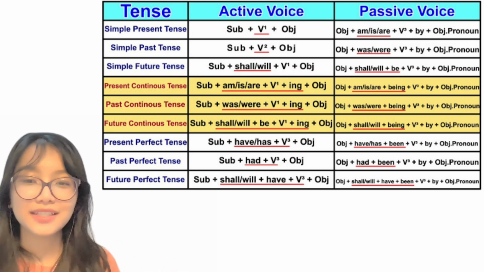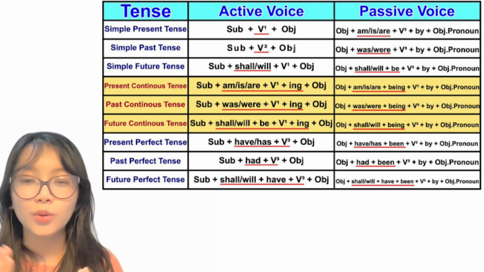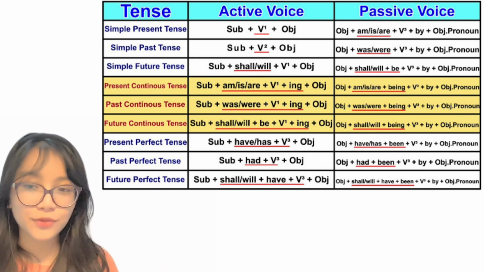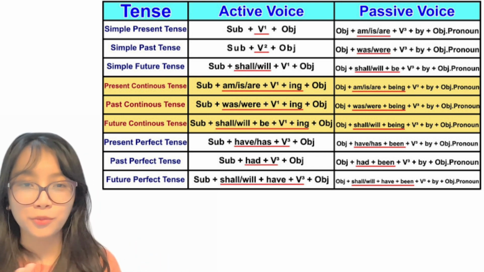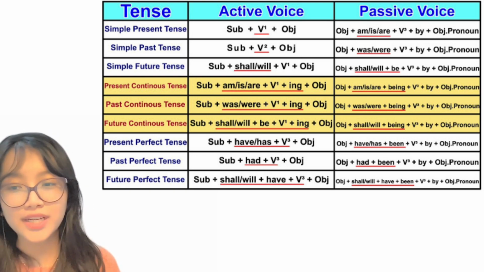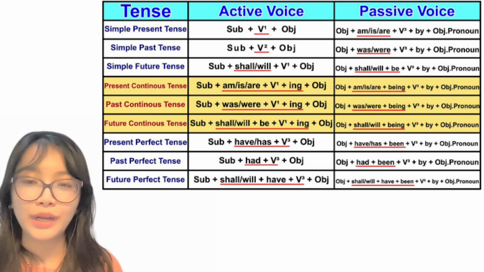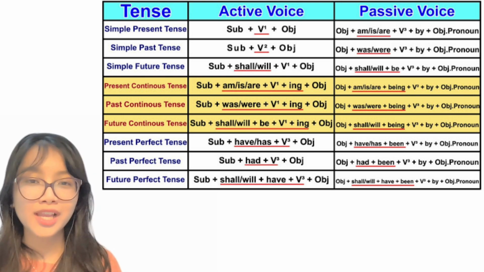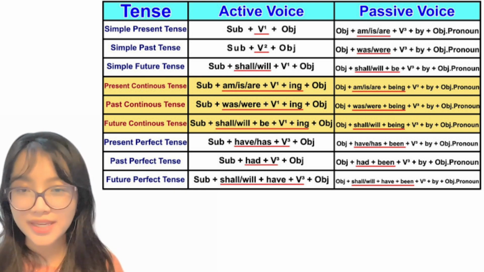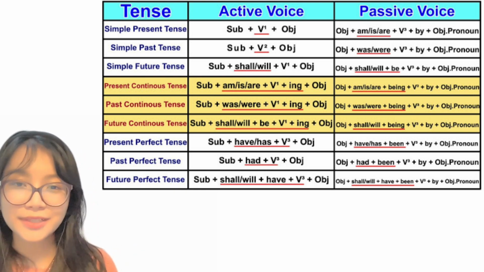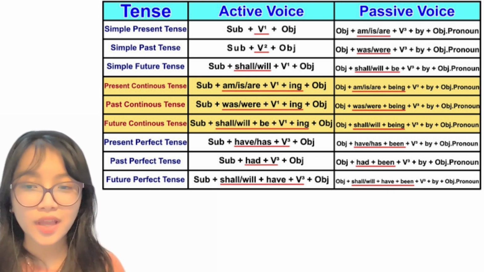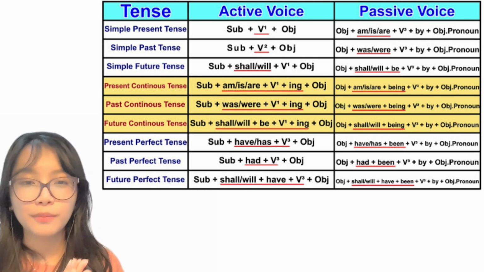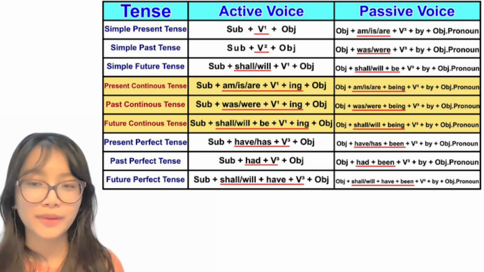Past continuous tense. Active: subject plus was or were plus verb 1 plus ing plus object. Passive voice: object plus was or were plus being plus verb 3 plus by plus object pronoun. Future continuous tense. Active: subject plus shall or will plus be plus verb 1 plus ing plus object. Passive voice: object plus shall or will plus be being plus verb 3 plus by plus object pronoun.